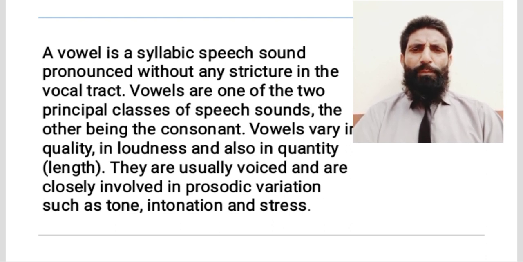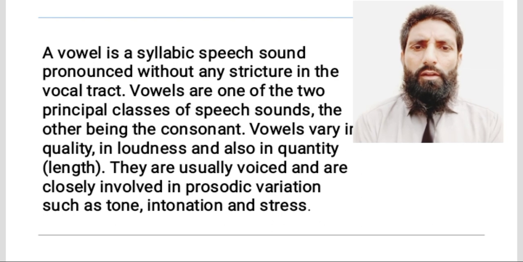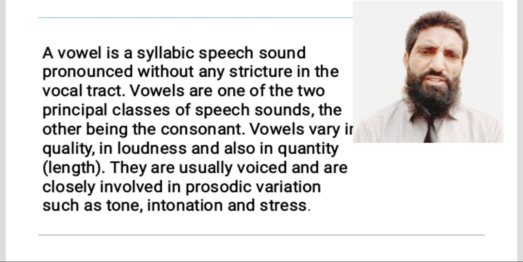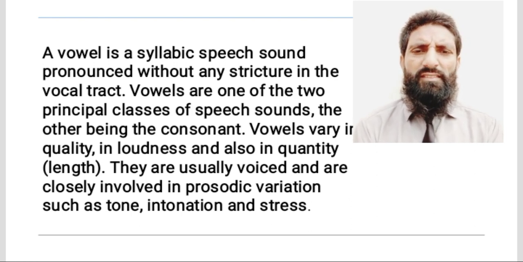Vowels are one of the two principal classes of speech sounds, the other being the consonant. As you know, there are 26 letters in the English alphabet, and only five are known as vowels, and the rest are called consonants. So vowels are one of the two principal classes of speech sounds, the other being the consonants.